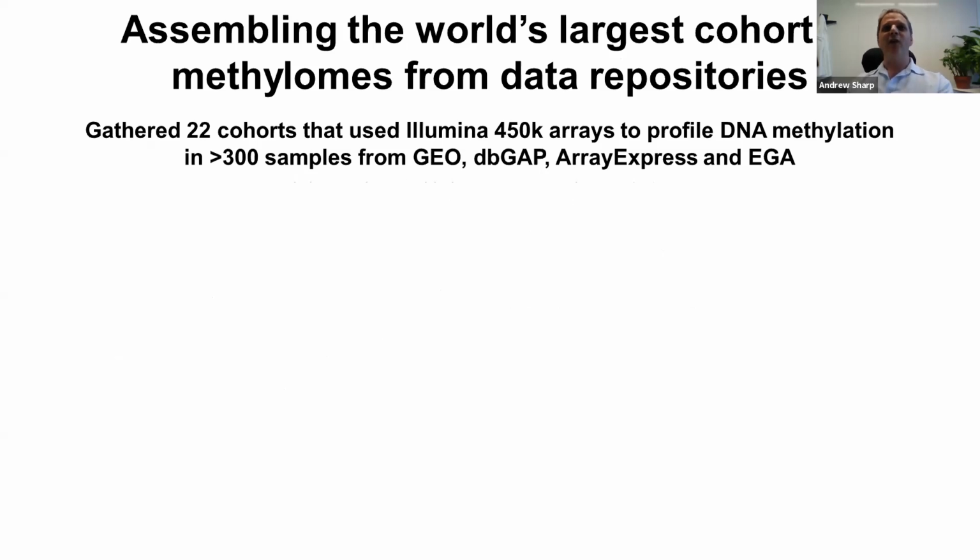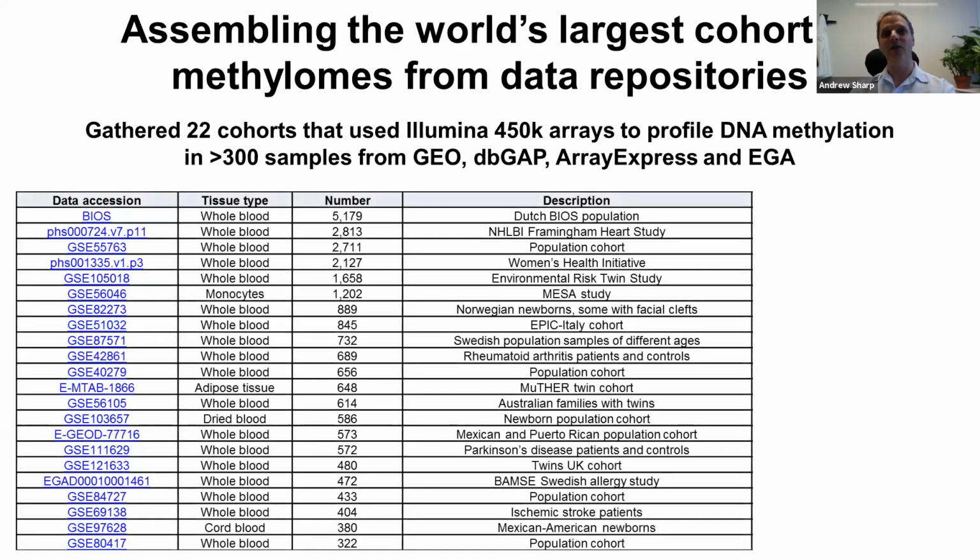And so to start this study off, I went about just trawling through databases that are out there to try and see how much DNA methylation data I could scrape together. I ended up focusing on 22 different cohorts, each of which had used the Illumina 450K array to profile DNA methylation across the genome. I specifically chose basically any cohort I could find on GEO, dbGaP, ArrayExpress, EGA, and even some private databases where they had at least 300 individuals profiled with the 450K array. All these cohorts are listed here.